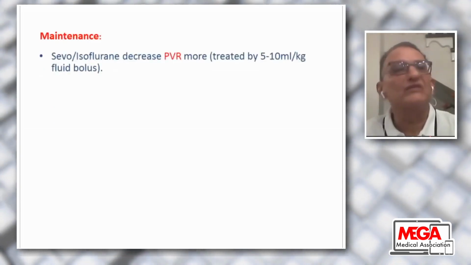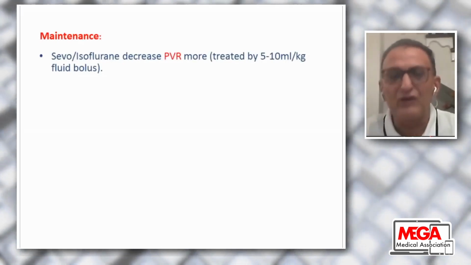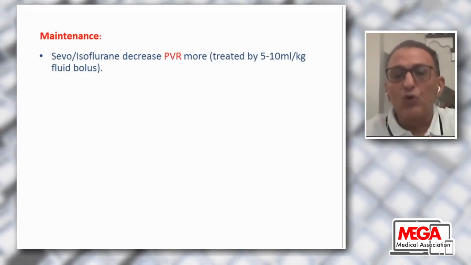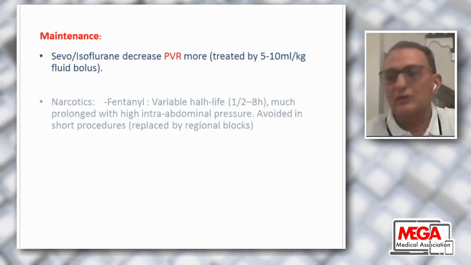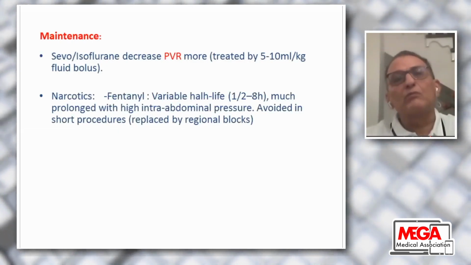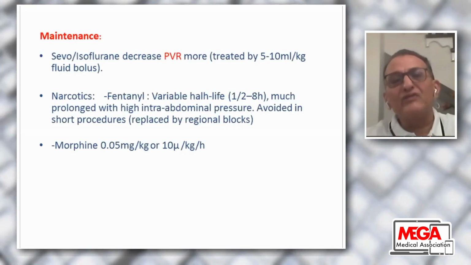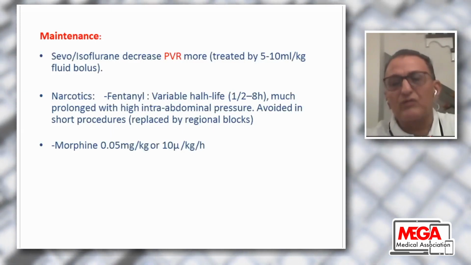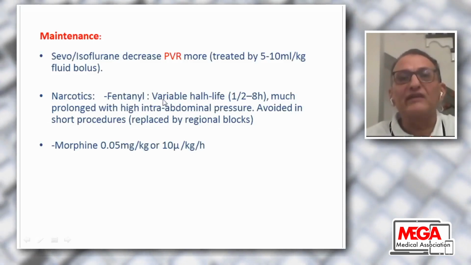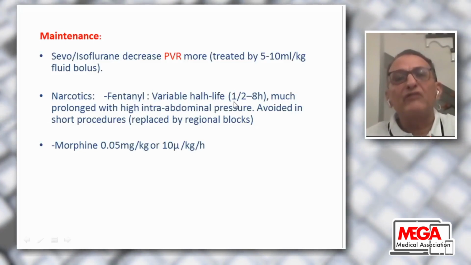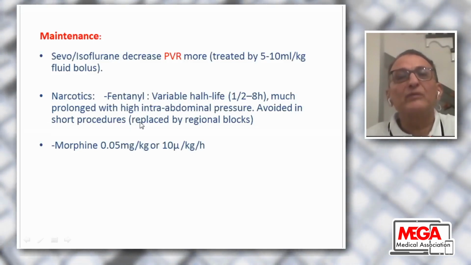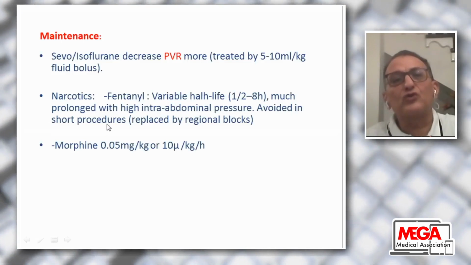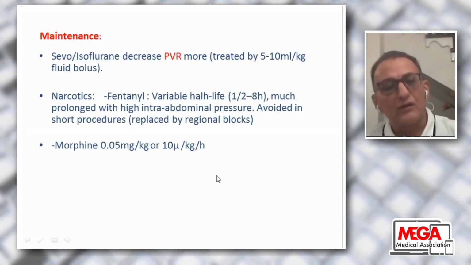Of course, maintenance. I don't think anybody is using Halothane now. Occasionally, in some cases of difficult intubation, I still use Halothane to allow more time for laryngoscopy. Narcotics: fentanyl or morphine. The difference is that morphine has a longer duration, staying for like 8 or 9 hours, but the half-life of fentanyl is extremely variable. It may be half an hour, maybe 7 or 8 hours. It depends on the high intra-abdominal pressure. So for short procedures we usually avoid them, and we revert to a regional block.